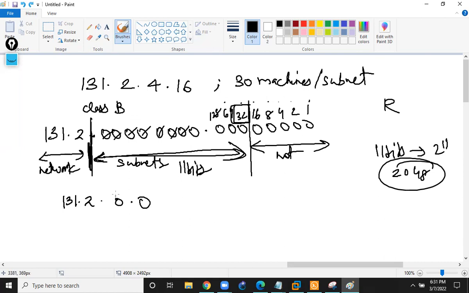Let me tell you, you might feel a little confused. Where do we add the block size? Either in the third octet or in the fourth, last octet. We'll add it in the last octet, because we have drawn the line in the fourth octet only. So we'll add the value in the fourth octet. Clear? So what will be the next address?